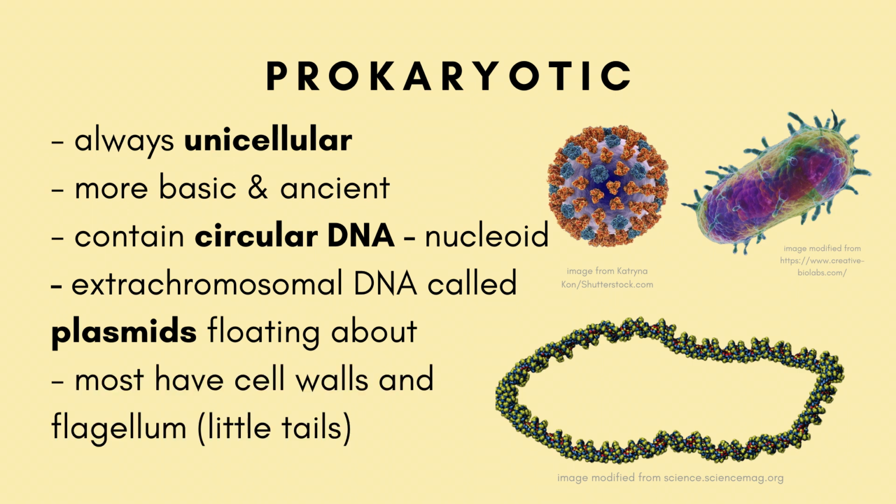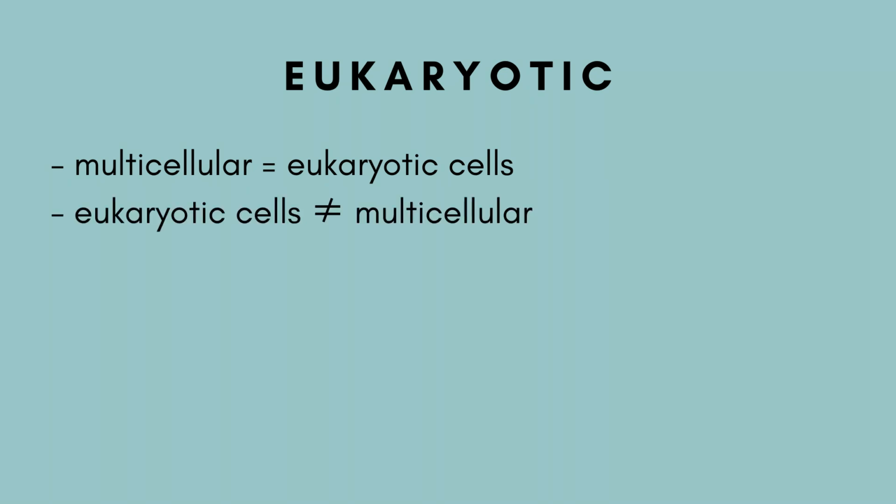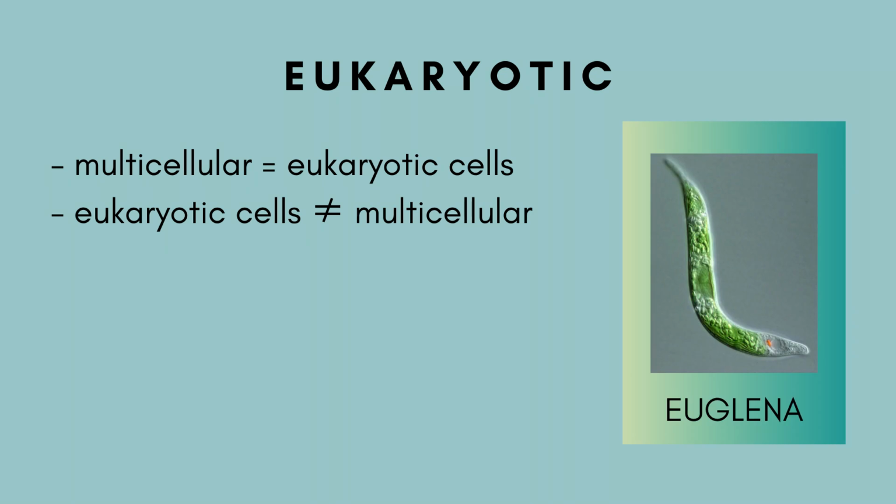Most prokaryotes have cell walls and flagella, or little tails for movement. Now for eukaryotic cells. Eukaryotic cells are found in multicellular organisms. However, not all eukaryotic cells are multicellular. For example, this is a euglena cell, a eukaryotic unicellular organism.